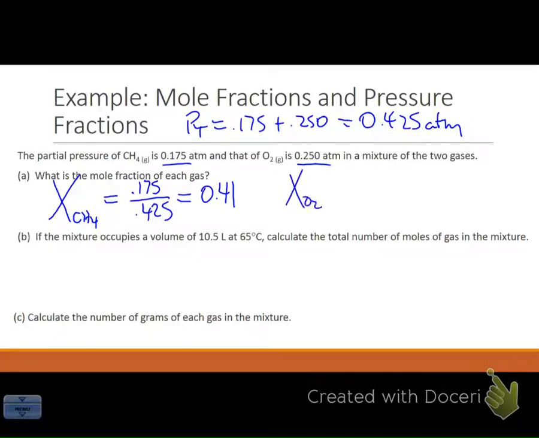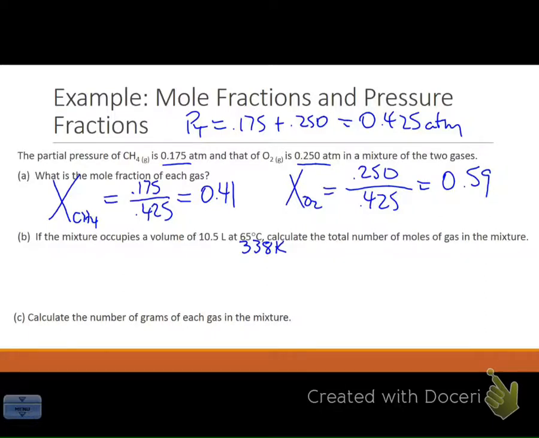So now let's find the mole fraction for oxygen. It is 0.250, that's its part over the whole thing, and comes out to be 0.59. Units, no units. Part B, we're given a volume now and a temperature. This temperature, if you turn it to Kelvin, is 338 Kelvin. So we can get that out of the way.